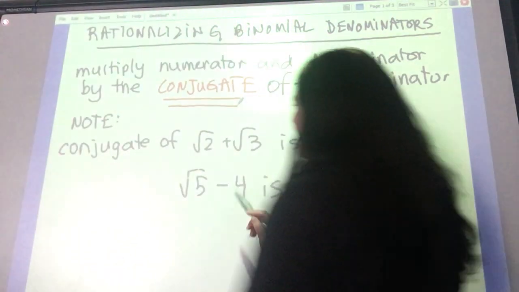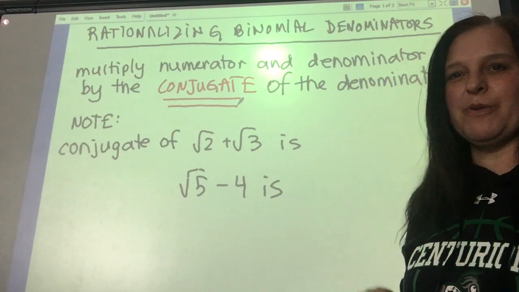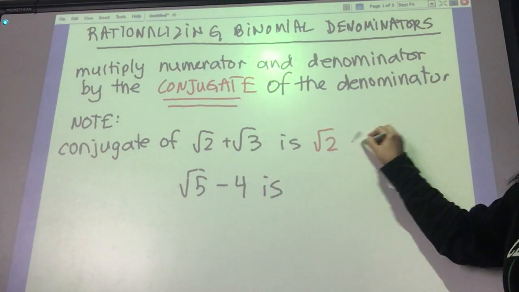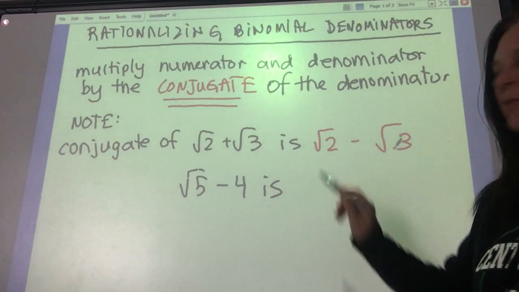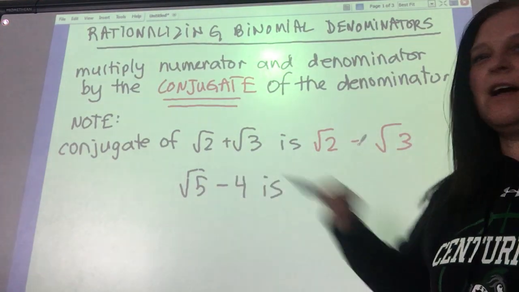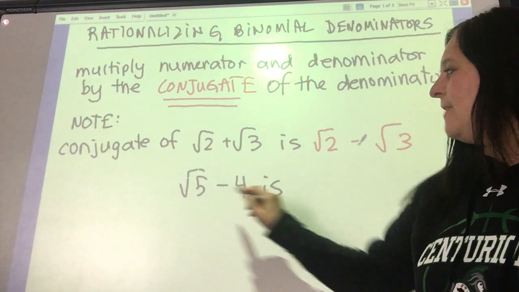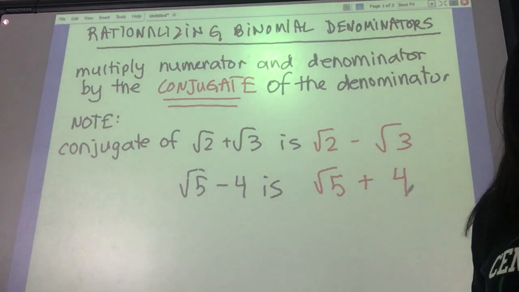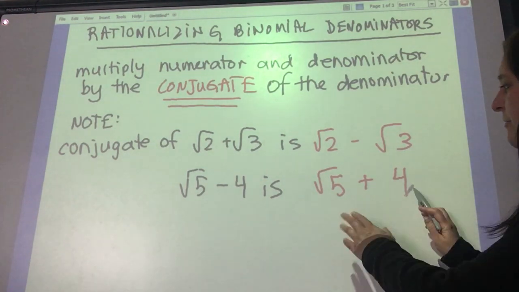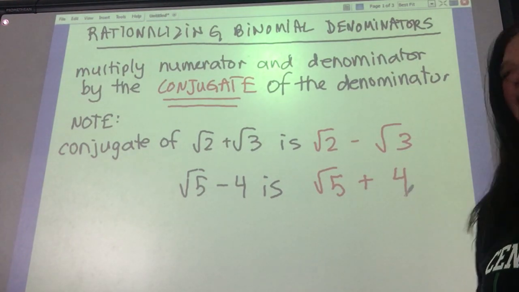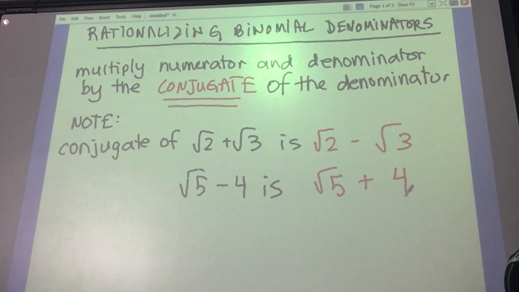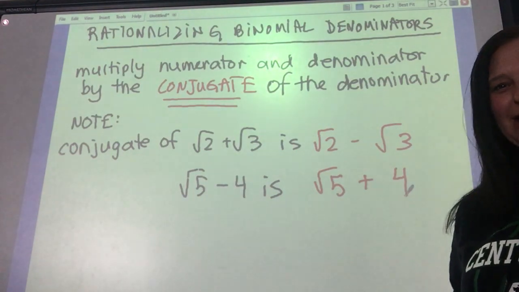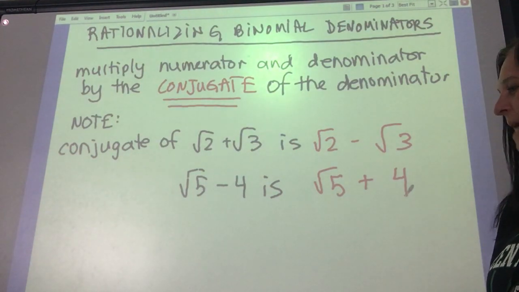So conjugate just basically means you take your same two terms but with opposite signs. So root 2 plus root 3, the conjugate is just root 2 minus root 3. Really simple. It's the same two terms, just the opposite sign that was there. So the conjugate of root 5 minus 4 would be root 5 plus 4. Very simple idea. That's called conjugate, when you take the same two terms but an opposite sign. And the rule for rationalizing, we're just multiplying the numerator and denominator by the conjugate of the denominator. So they'll get long and tedious, but not that hard.